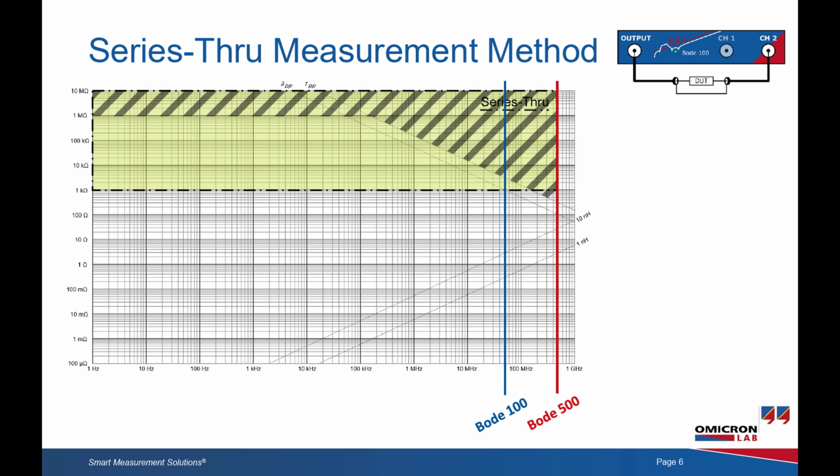Finally, let's look at the Series-Thru method. The Series-Thru method is mainly used for higher impedance measurements. Its recommended measurement range is approximately 1 kiloohm to 10 kiloohms. This makes it a useful method when the DUT has a relatively high impedance.